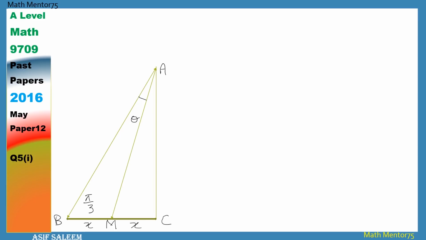Now if you look at the big triangle ABC, it's a right angle triangle. So by using trigonometric ratios we can find the length AC. Let's apply tan pi over 3 is equals to perpendicular, opposite over adjacent. Now simplify this. So AC will be equals to 2x times tan pi over 3. Tan pi over 3 is square root 3. So it is 2 square root of 3 x. This is our AC length.